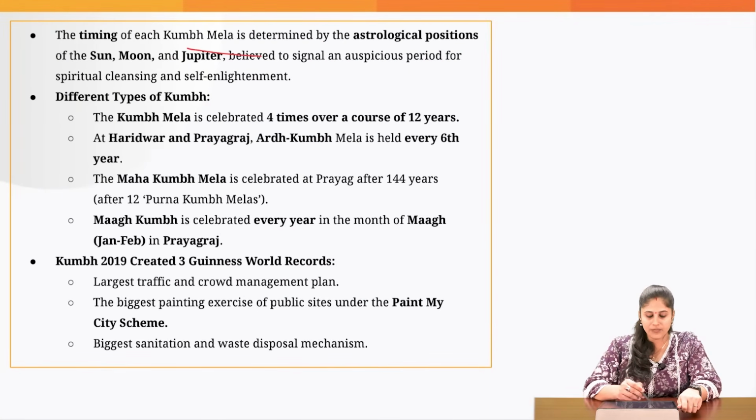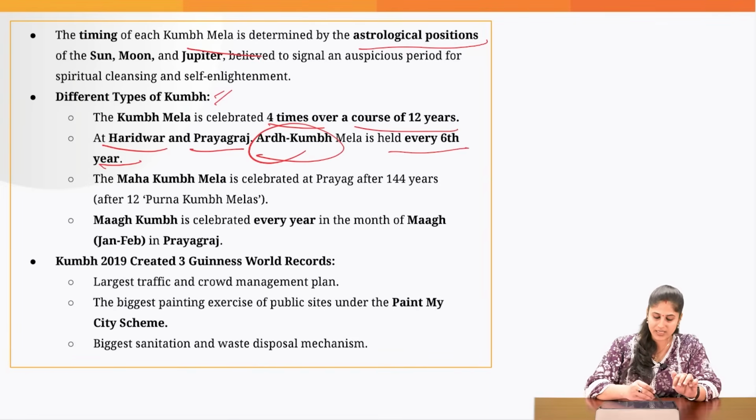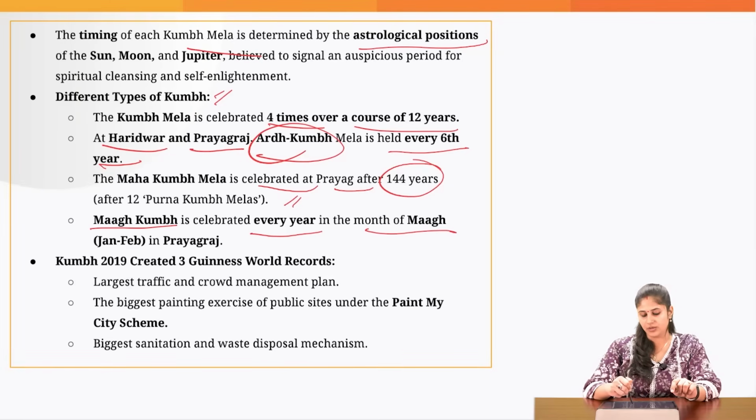The timing of each Kumbh Mela is determined by the astrological position of the Sun, Moon and Jupiter. Different types of Kumbh are there. Kumbh Mela is celebrated 4 times over a course of 12 years. At Haridwar and Prayagraj, Ardh Kumbh Mela is organized every 6th year. Maha Kumbh Mela is celebrated at Prayag every 144 years. And Magh Kumbh is celebrated every year in the month of Magh, that is January, February, in Prayagraj.